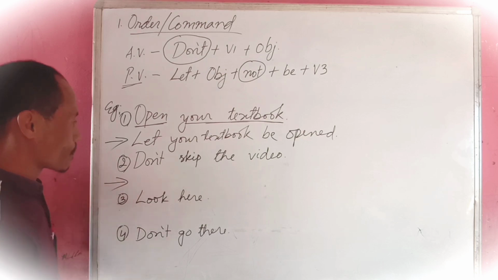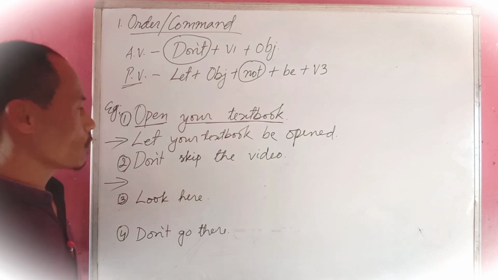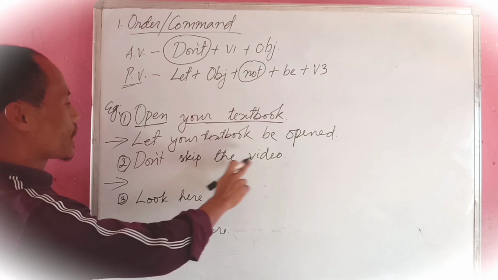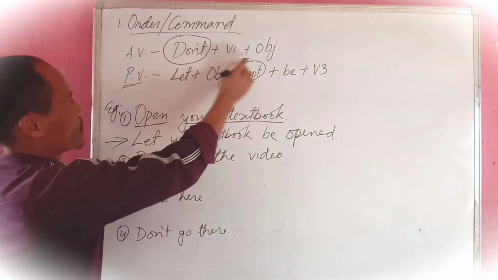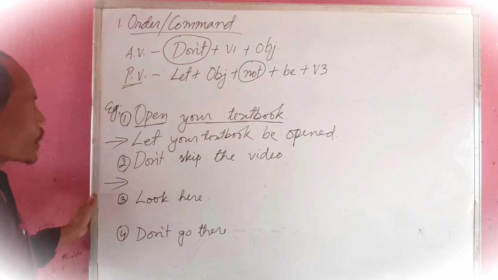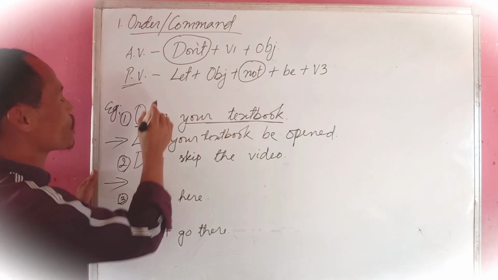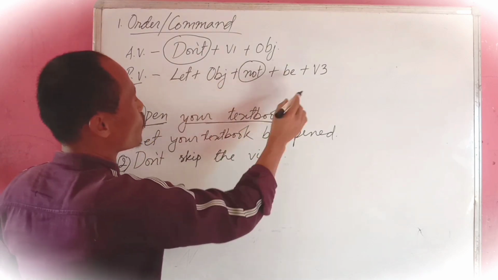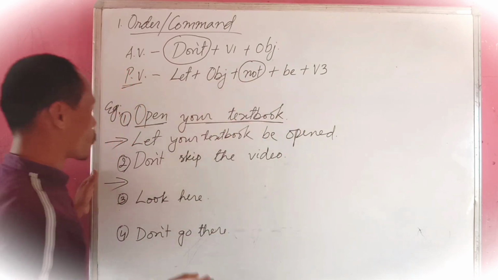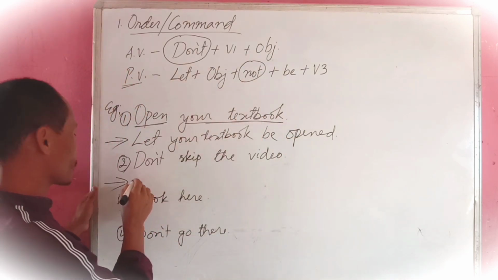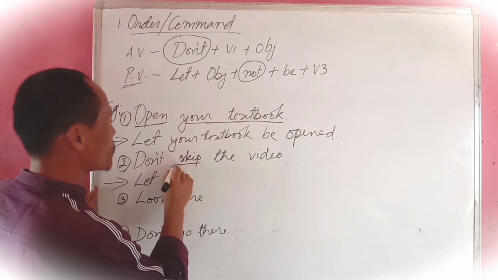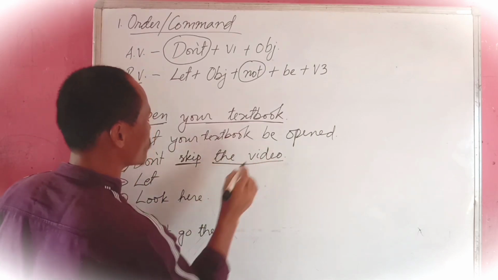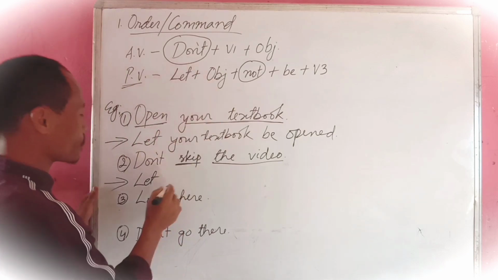Another one, that is, don't skip the video. This is a negative sentence. Because of that, the sentence is starting with don't as per the structure. So, in order to change this into passive voice, we will apply this formula by using this not also. That is, let. Skip is the verb and the video is the object. So, let, after that we will bring the object.